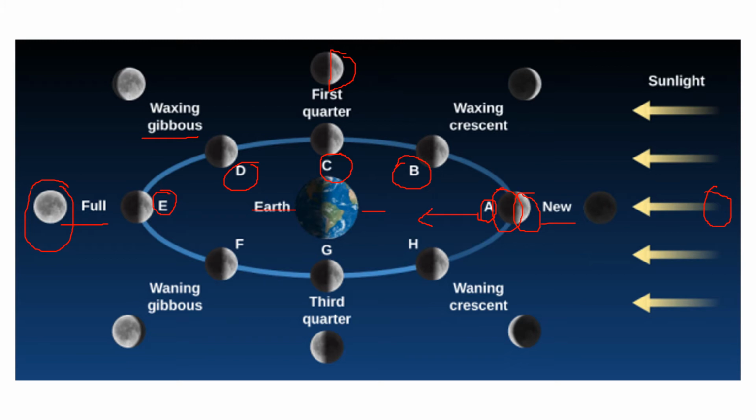The side of the moon turned toward the sun is also turned toward Earth. And we now have the full phase.